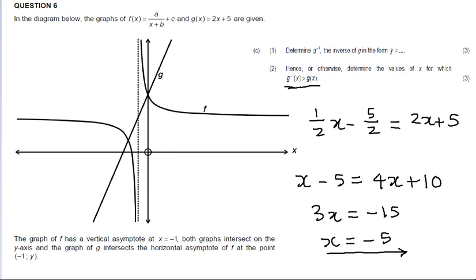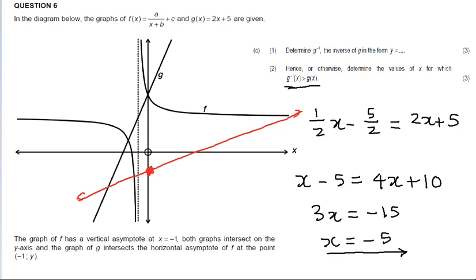I can roughly draw the graph of g inverse. We know the y-intercept is going to be negative 5 over 2, and it has a gradient of positive half. So the line g inverse of x will look something like this. It has to be an increasing function with a gradient of positive half and a y-intercept of negative 5 over 2.